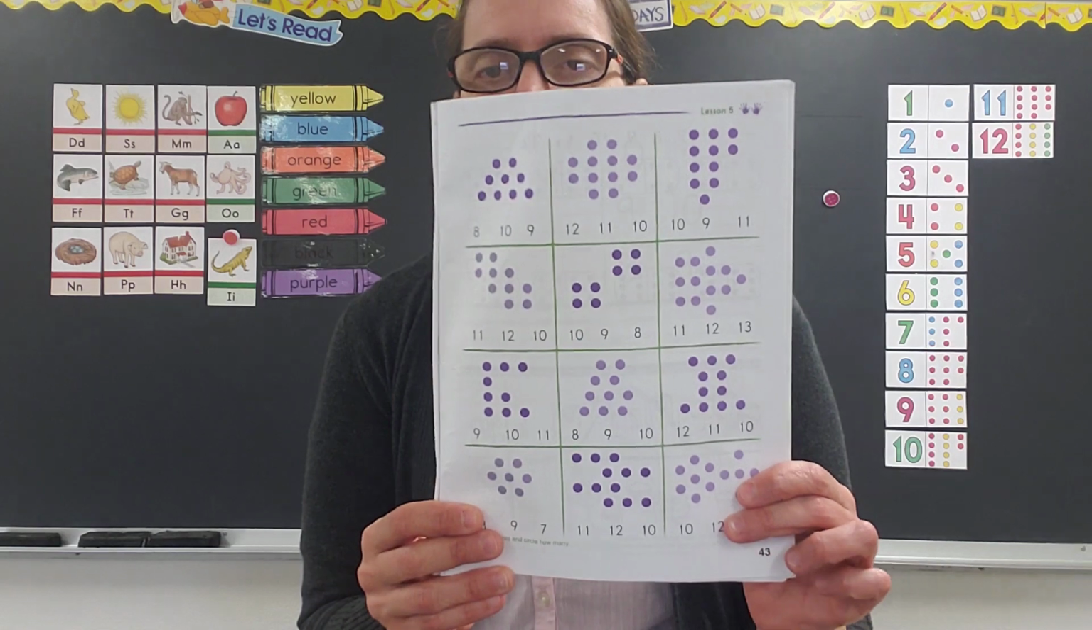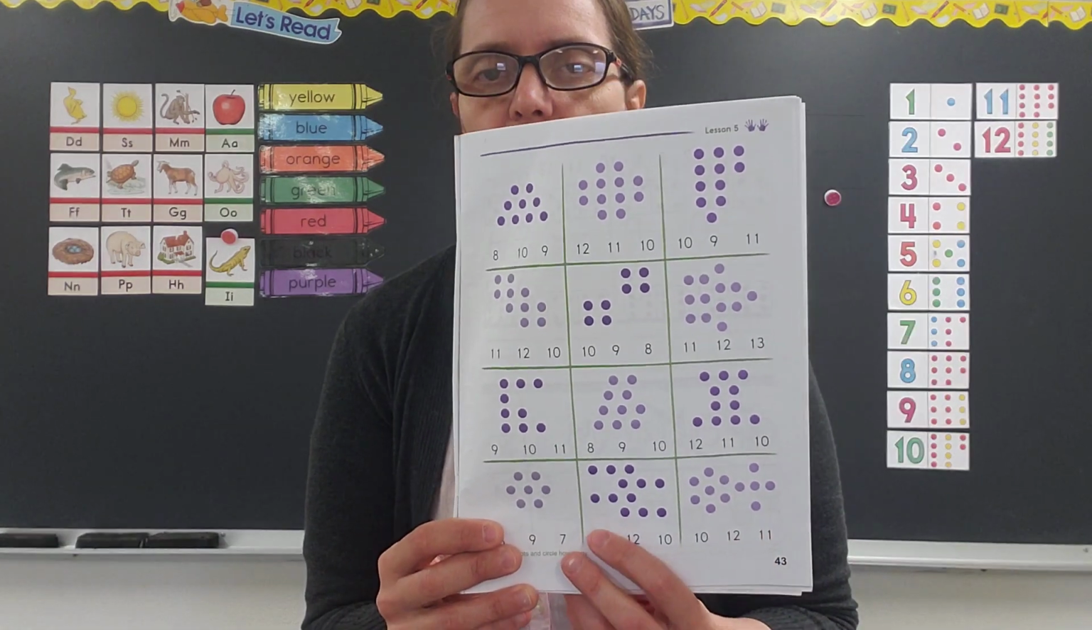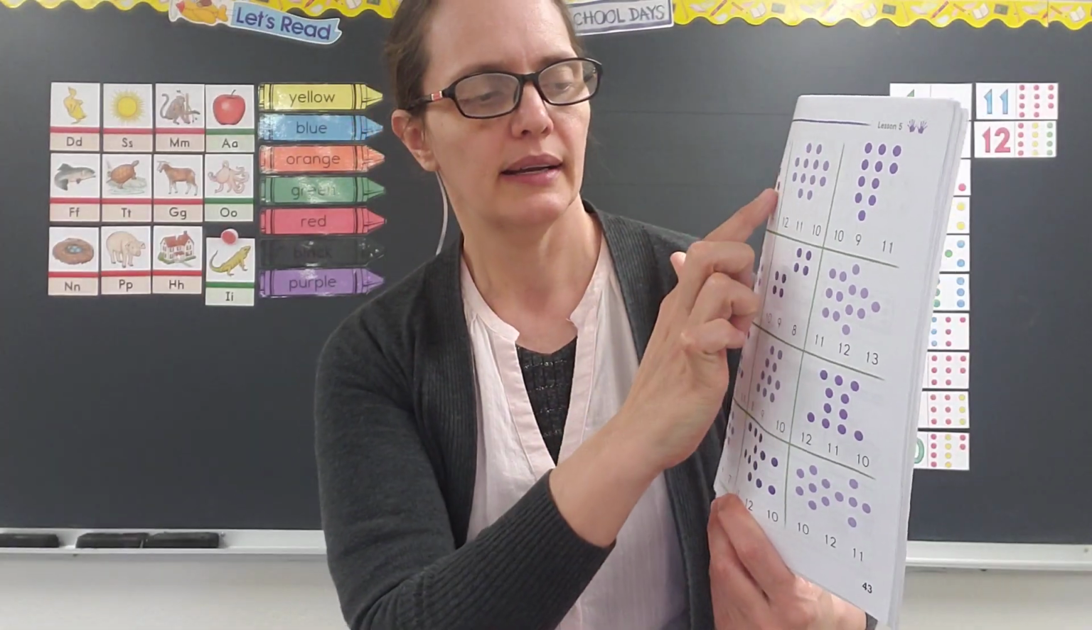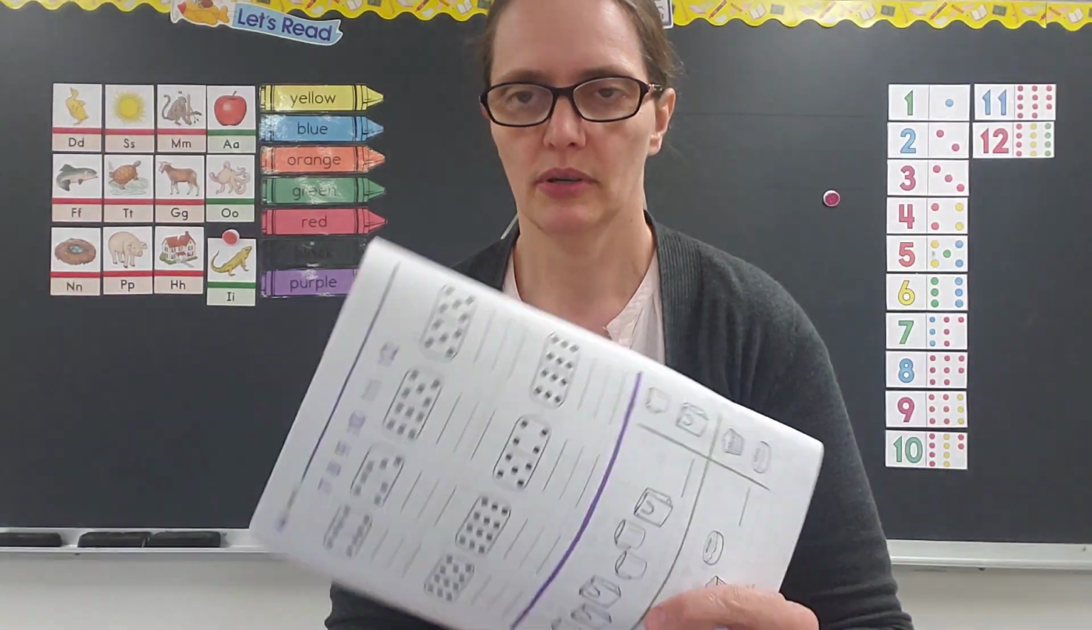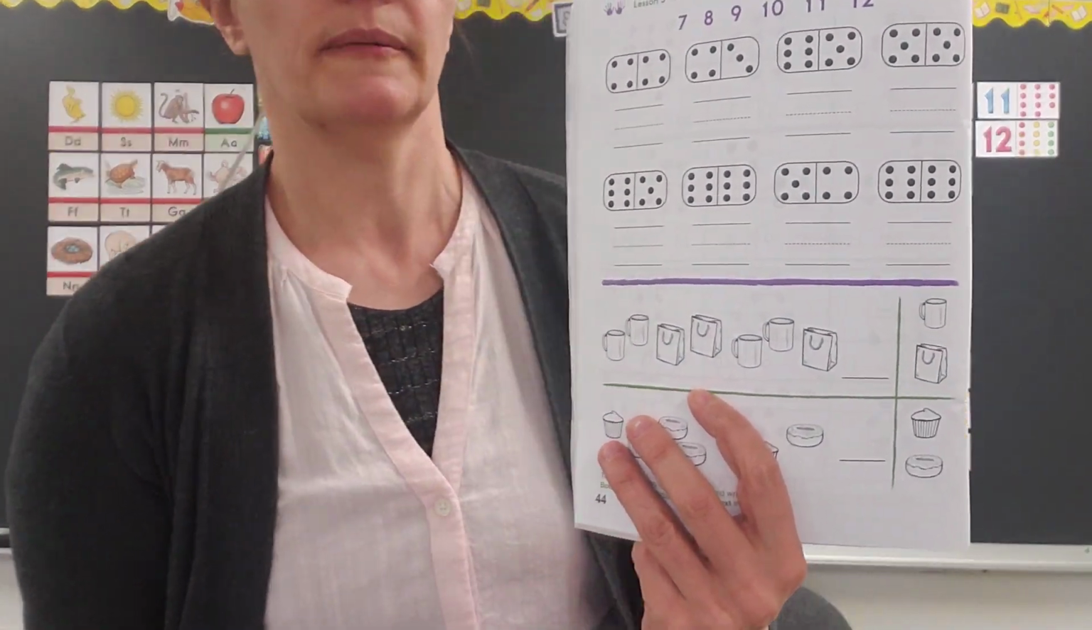Your next page looks like this, and all of you know how to do this. You just count the dots and circle the correct number. You can come back later and do that page. Turn to this page.